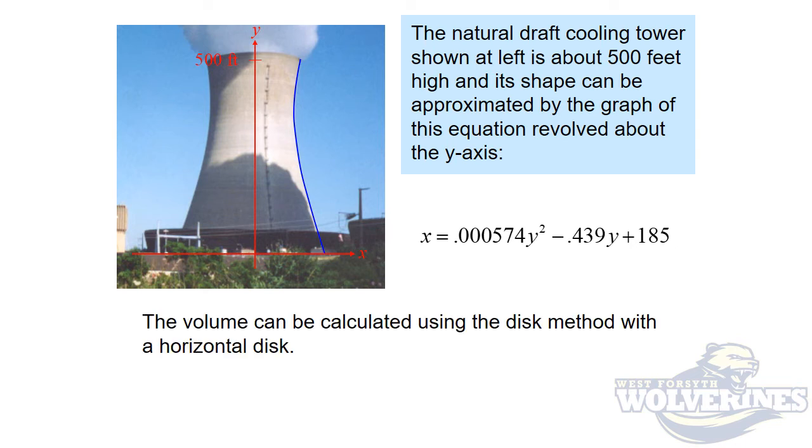So we can just do pi times the integral from 0 to 500, because they're told it's 500 feet tall, and we're assuming that the units here are the same. So pi times the integral from 0 to 500 of this lovely equation squared dy. So again, there it is. This is what I'm talking about.